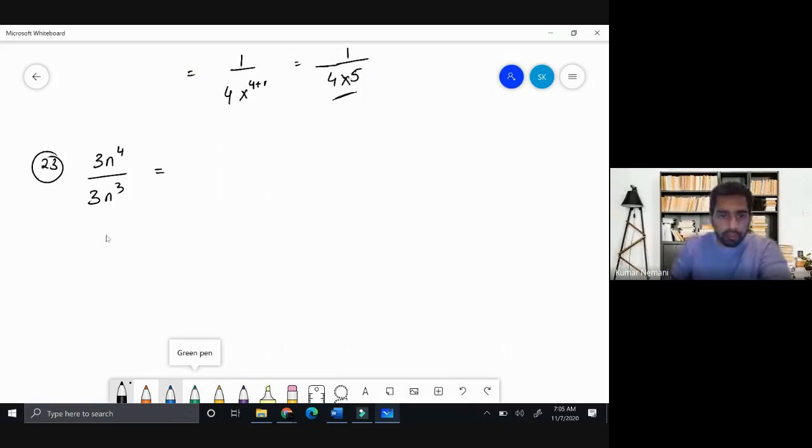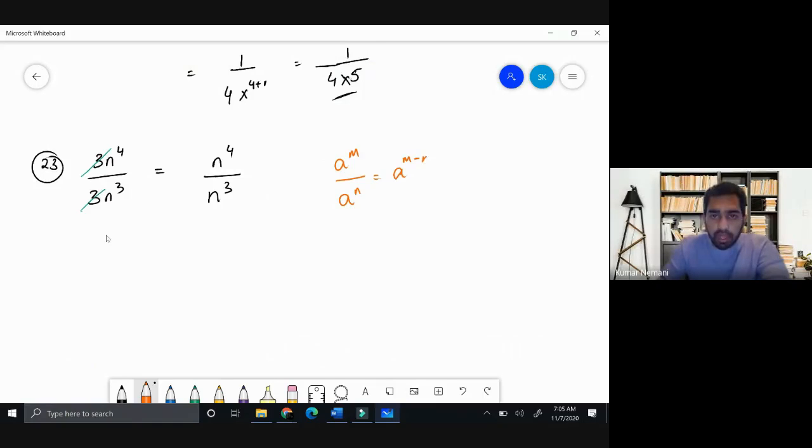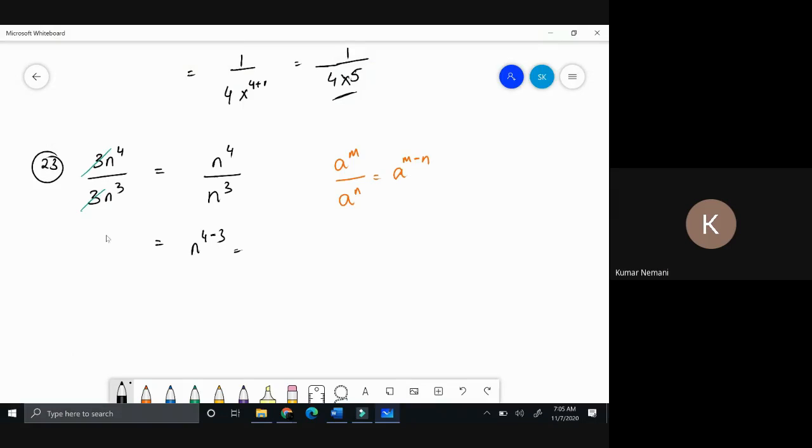In a problem like this, first you see the constants. Since the constants are equal, you can simply strike them off and let us write what is remaining, n power 4 divided by n power 3. Again, it is very simple because you know the formula a power m divided by a power n is equal to a power m minus n. All you have to do is subtract the powers and you're going to get n.